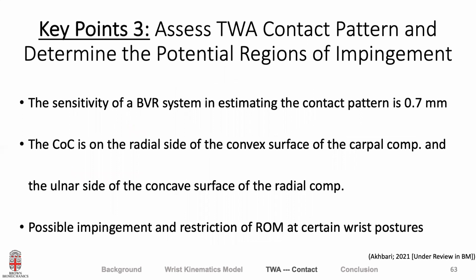So I didn't show you here, but we computed the sensitivity of a BVR system in estimating the contact pattern, which can be used for all our biplane video radiography experiments. And here we hypothesize that the center of contact moves along the principal axis of curvatures, but our assessment showed that the center of contact is mostly located on the radial side of the surface for the carpal component and the ulnar side of the surface for the radial component, which is a mismatch from what we expect to happen in vitro and in mechanical testing.